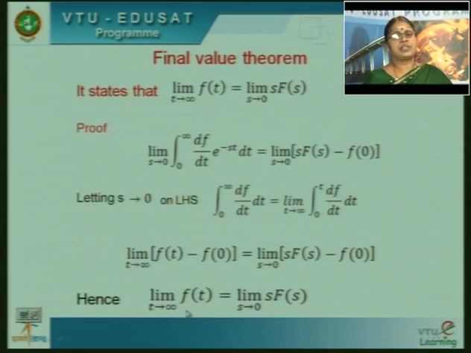Final value theorem is used to evaluate the value of a function at time t is equal to infinity by knowing the Laplace transform of this function f of t. If you know the Laplace transform of this function as F of s, we say limit t tends to infinity f of t is limit s tending to 0 s into F of s.